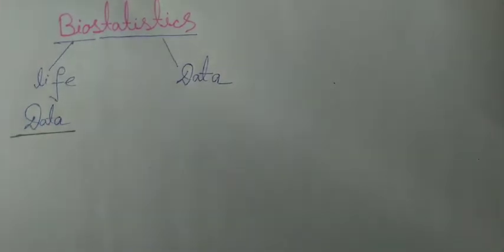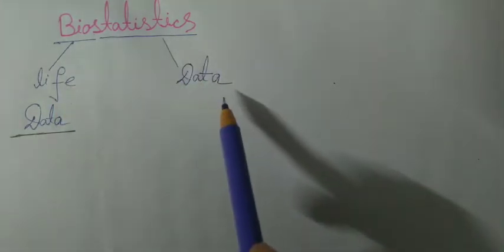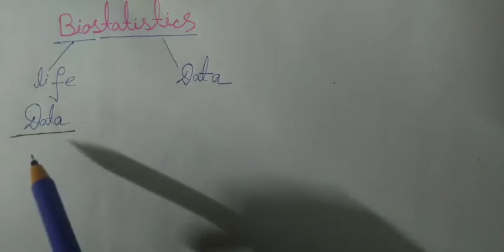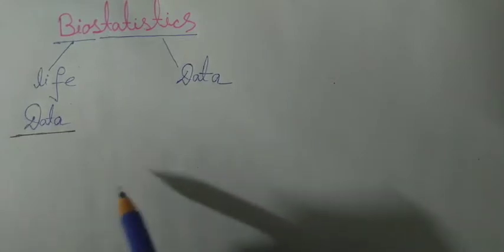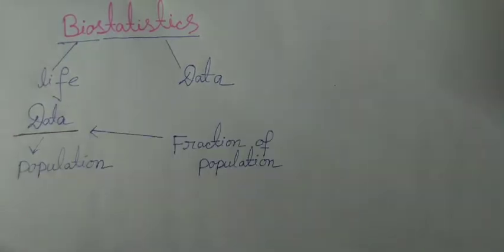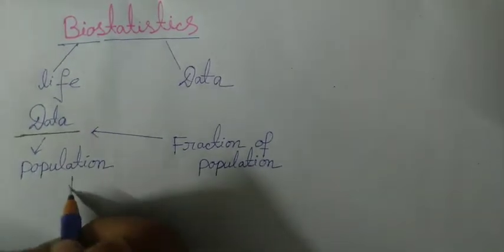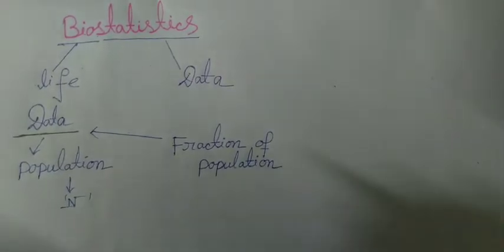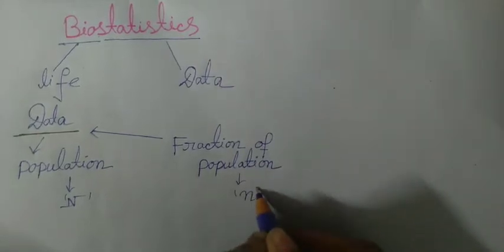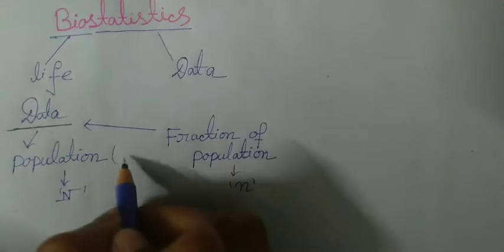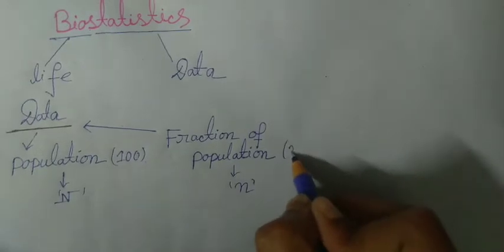Hi friends, today's topic is biostatistics, where bio means life and statistics means data or numerical data. Data is of two types: population and fraction of population. Population is denoted as capital N, and fraction of population is denoted as small n. For example, if 100 is the population, then the fraction of population is 20.